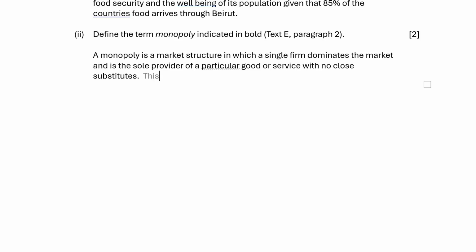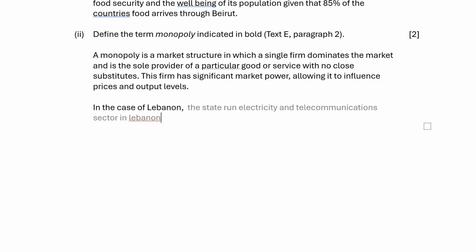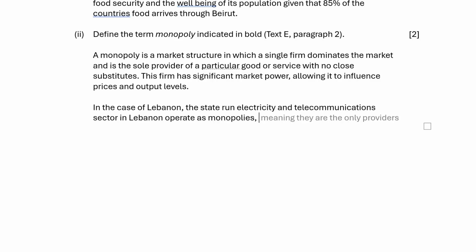This firm has significant market power, allowing it to influence prices and output levels. In the case of Lebanon, the state-run electricity and telecommunications sector in Lebanon operate as monopolies, meaning they are the only providers of these services in the market.